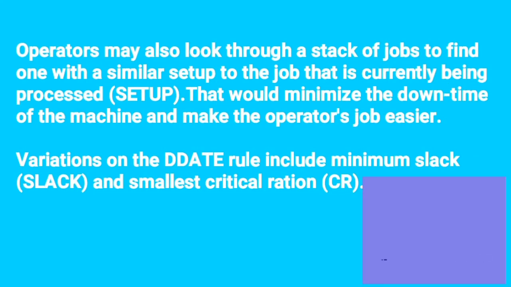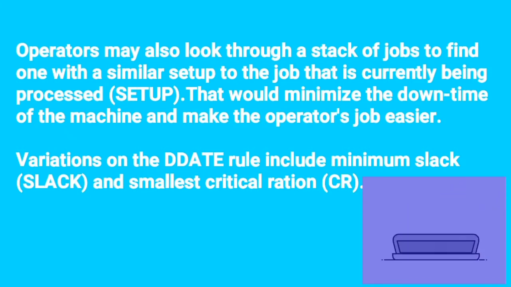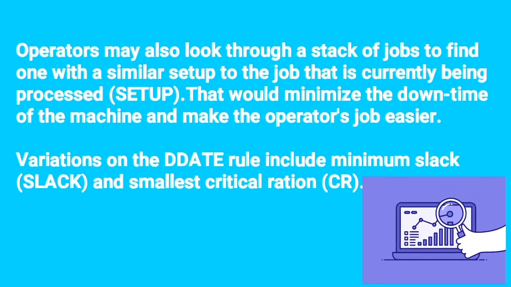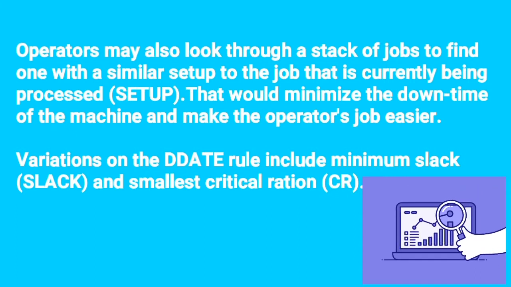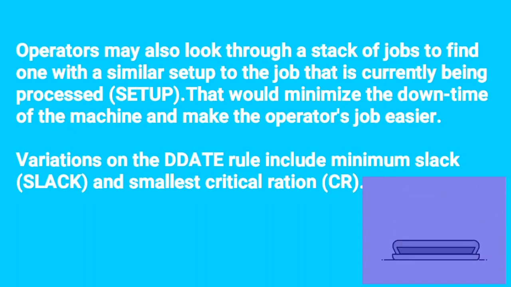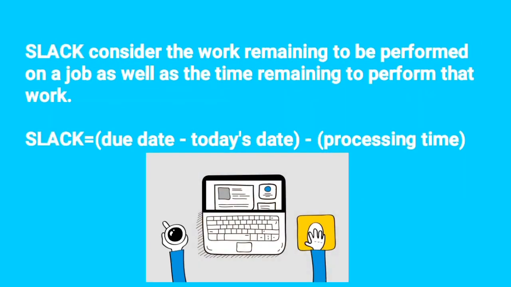Operators may also look through a stack of jobs to find one with a similar setup to the job that is currently being processed. That would minimize the downtime of the machine and make the operator's job easier. Variations on the due date rule include minimum slack and smallest critical ratio. Slack considers the work remaining to be performed on a job as well as the time remaining to perform that work.